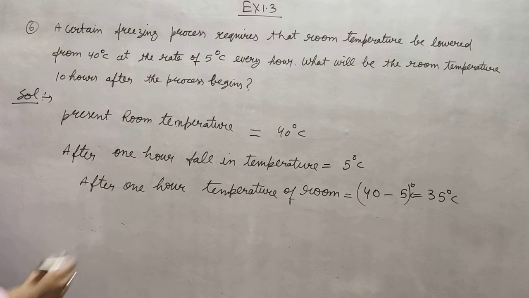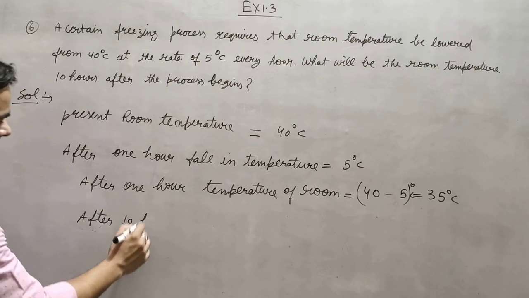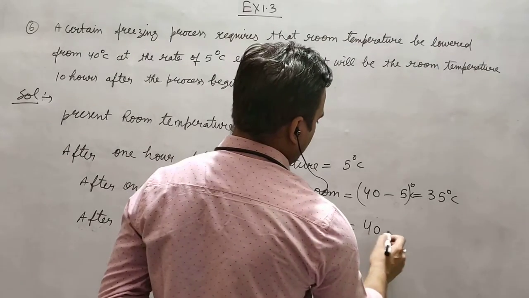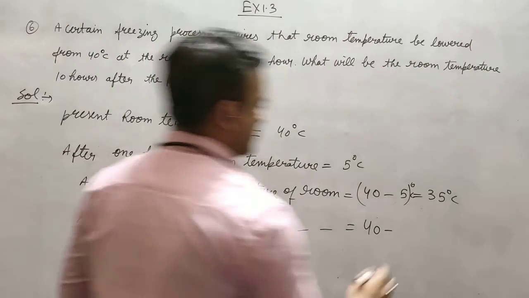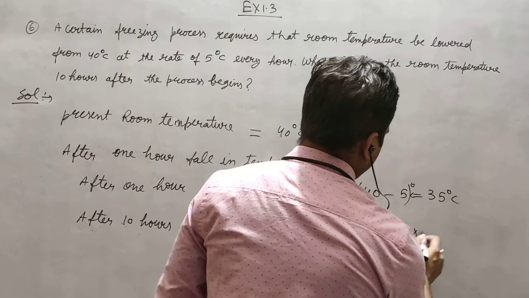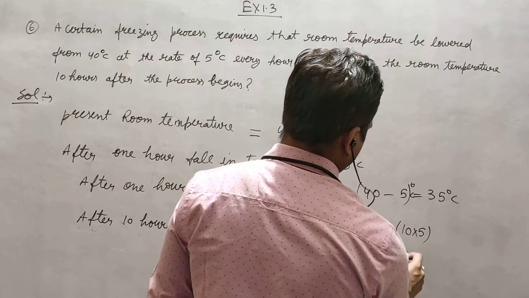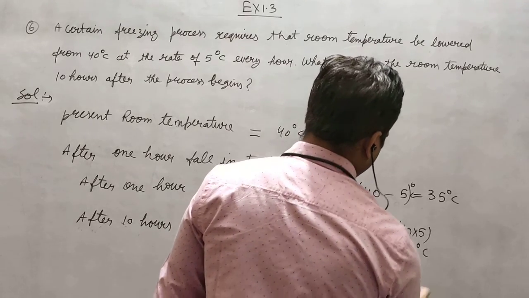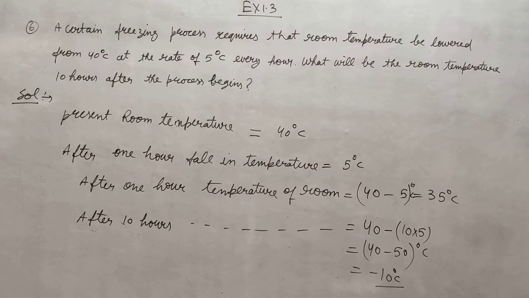Now the question is asking for after 10 hours. So after 10 hours, temperature of room will be equal to 40 minus, in 1 hour temperature is going down 5 degrees Celsius, so after 10 hours it will be 10 into 5, right? So it is 40 minus 50 degrees Celsius, so it is minus 10 degrees Celsius. It means after 10 hours the temperature of the room will be minus 10 degrees Celsius.